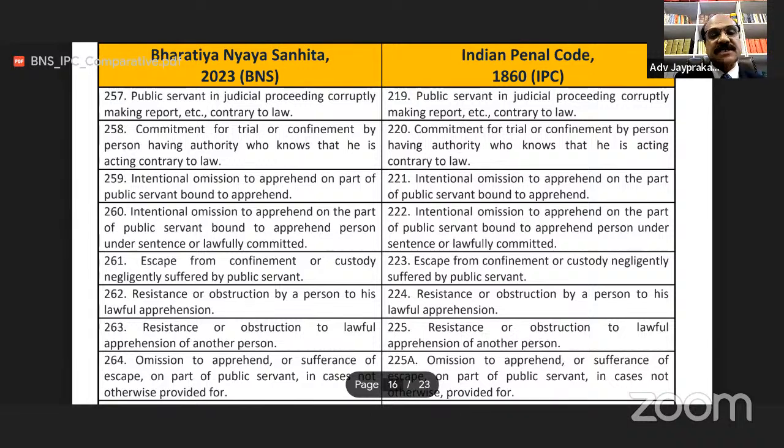So this section may become an obstacle for any lawyer also, not only police officers but lawyers also, judicial officers also, judicial registry people also. This section may be harmful if we are purposely giving commitment for trial or confinement by a person having authority who knows that he is acting contrary to law. Earlier section was IPC 220.